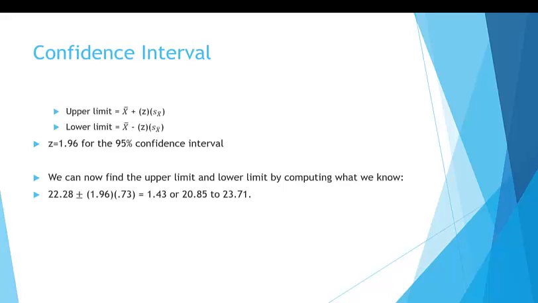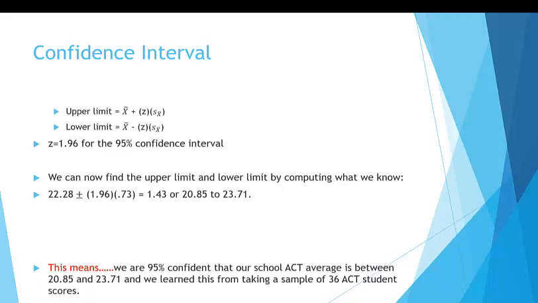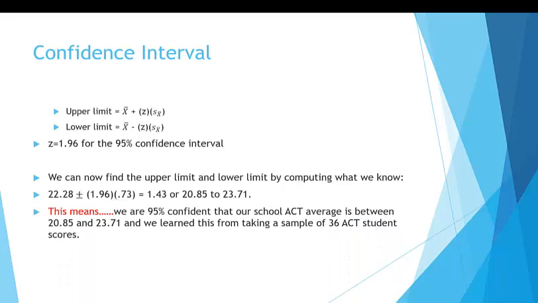And for our lower limit, so what we do then is we add and subtract that from our mean. So our mean was 22.28 for our sample. We add and subtract the 95% confidence interval of 1.43, and we get a range of 20.85 to 23.71. What this means is that we are 95% confident that our school ACT average is between 20.85 and 23.71. And we learned this from taking a sample of 36 ACT student scores.